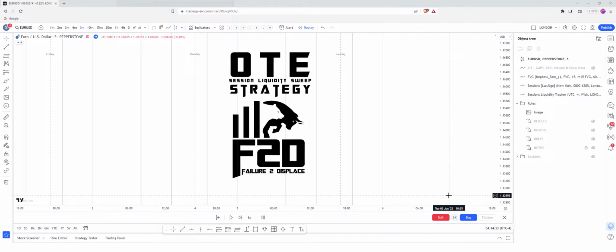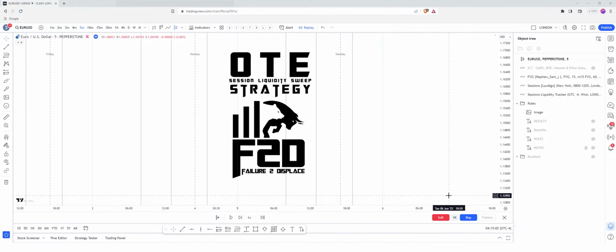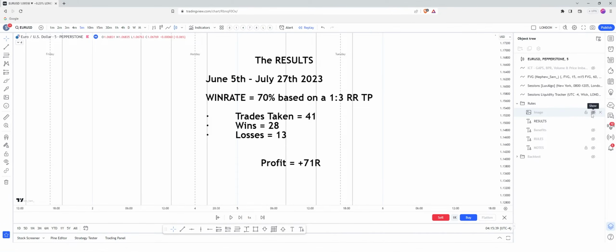OTE session liquidity sweep strategy that I've been working on for the past couple of weeks. For those of you that don't know, OTE stands for Optimal Trade Entry, and it is a Fibonacci level identified by ICT where we can often find a reaction as price is retracing. I've been backtesting this for the past couple of weeks and the results have been absolutely fantastic.